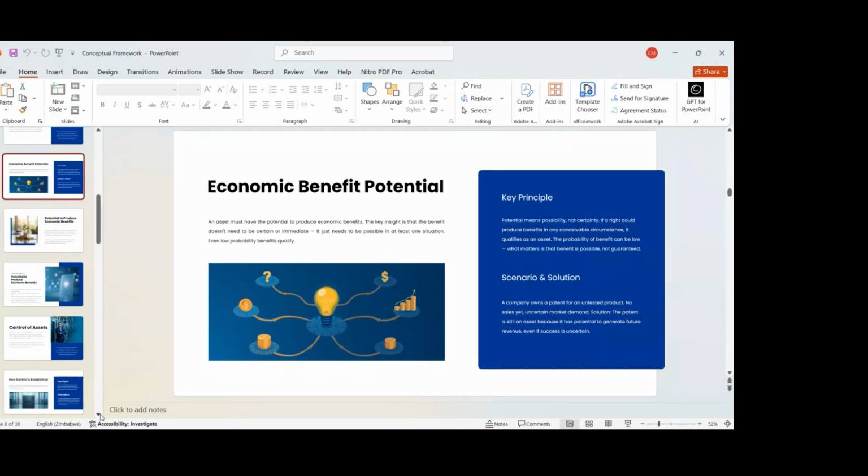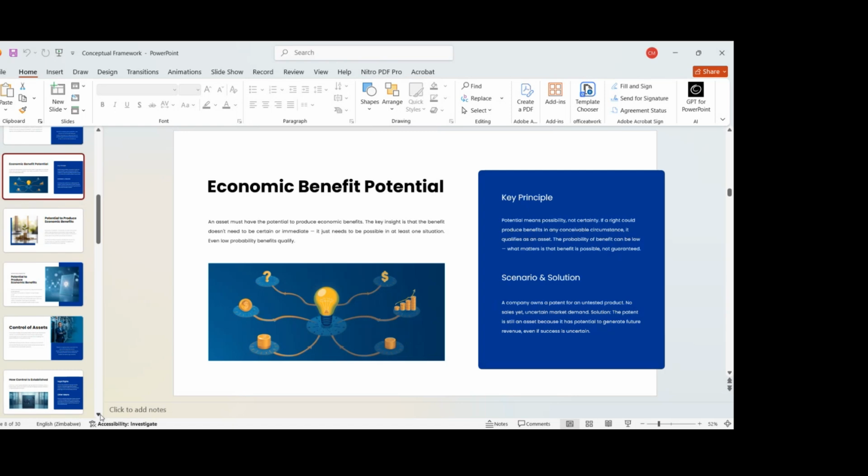The key insight is that the benefit doesn't need to be certain or immediate. It just needs to be possible, in at least one situation, even though the probability of benefit is low. What's the key principle? Potential means possibility, not certainty. If a right could produce benefits in any conceivable circumstance, it qualifies as an asset. The probability of benefits can be low, but what matters is that the benefit is possible, not guaranteed.